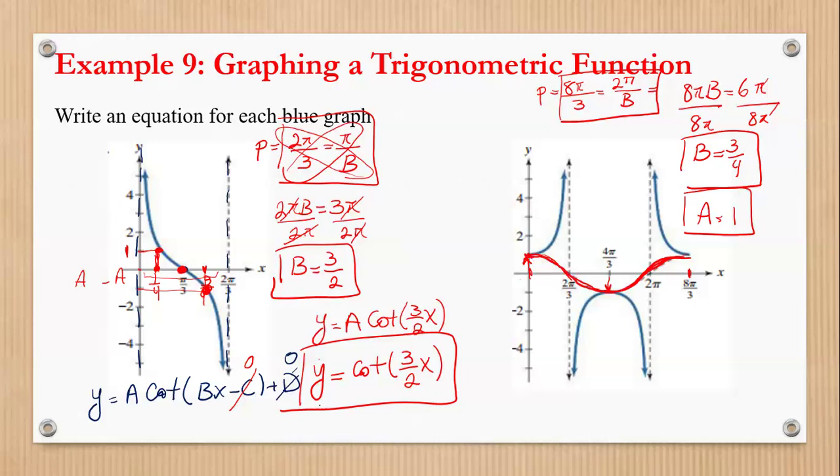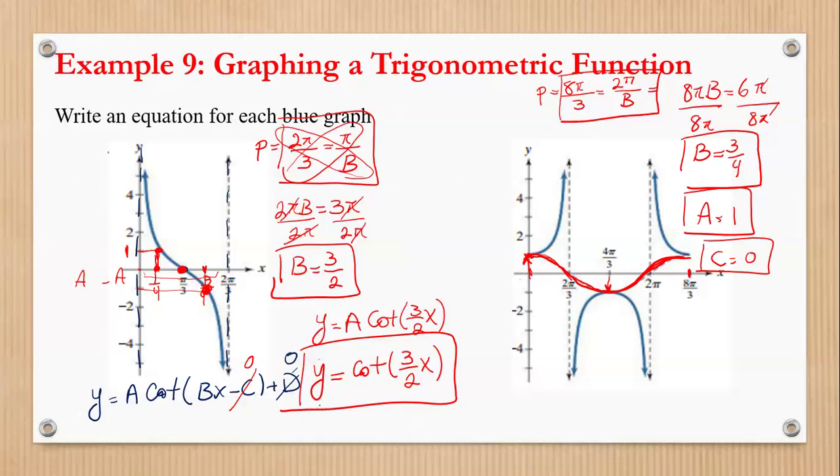And since it started from 0, that means there is no phase shift. The c must be equal to 0 as well, because the graph of cosine, which I made red, starts from 0. Is there any vertical shift?